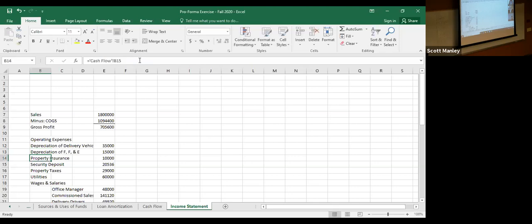Okay. And how do I make that, right? Well, I told you that my delivery vehicle depreciated straight line over 7 years. So if I divide what's in there by 7, it becomes 5,000. That's my depreciation expense. I told you my furniture, fixtures, and equipment depreciated straight line over 5 years. So if I divide that by 5, okay?